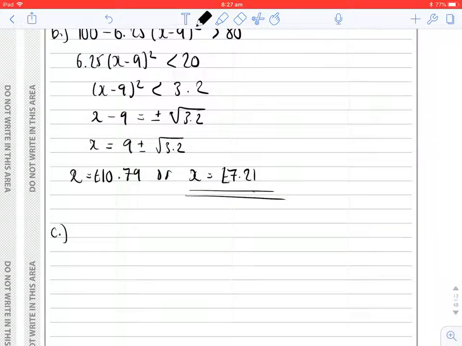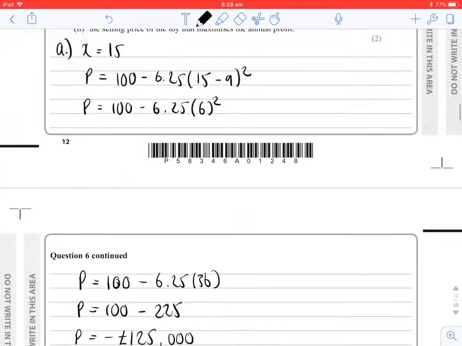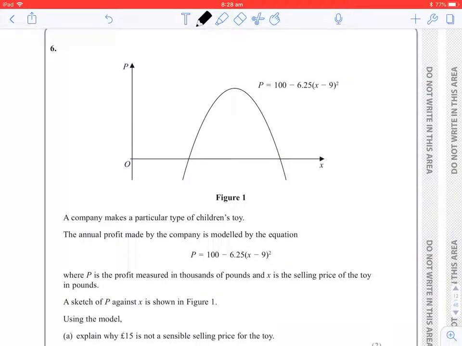Part C. The company wishes to maximise its annual profit. State, according to the model, the maximum possible annual profit. So what we can do is we can look at that and say, right, that maximum possible annual profit is going to be the very top of the curve. So we're looking at this point here, the very top of the curve.